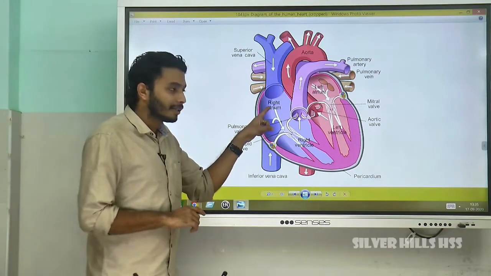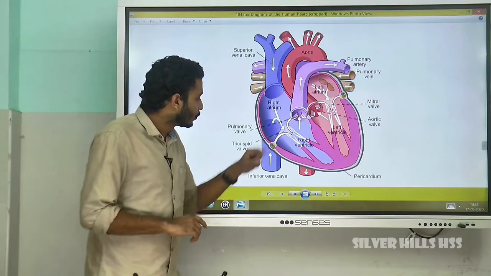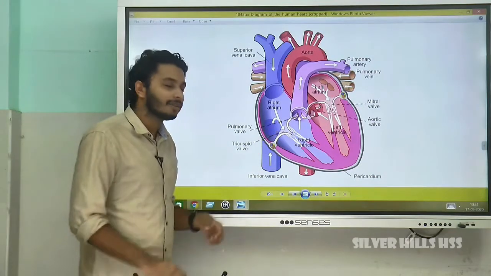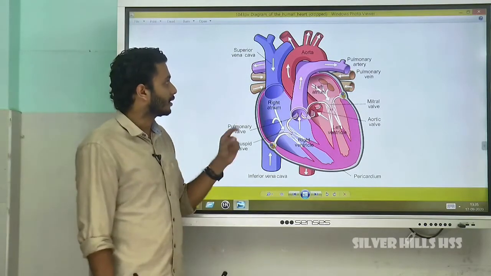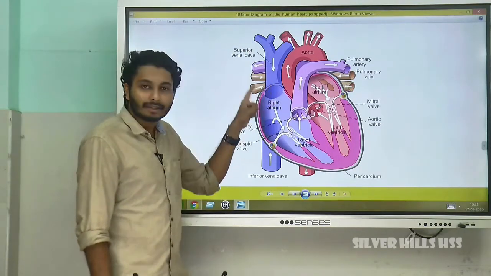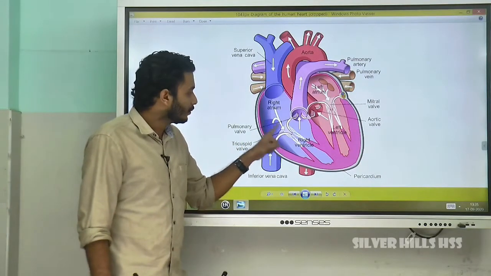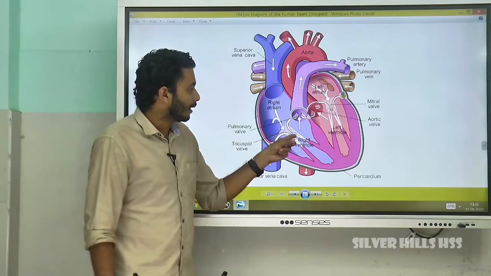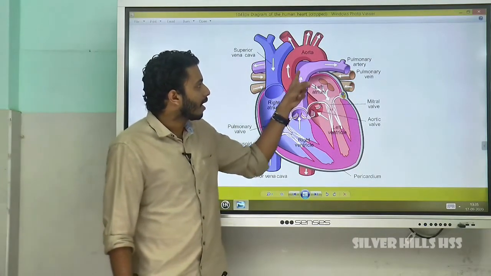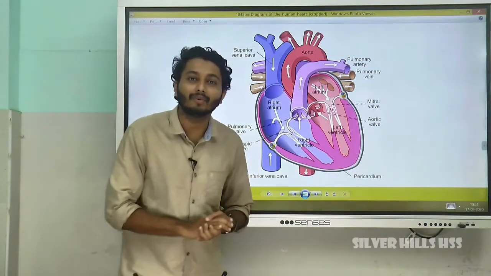From the right atrium, the deoxygenated blood moves to the right ventricle through another valve. The name of this valve is the tricuspid valve. I repeat, tricuspid valve. The deoxygenated blood moves through the vena cava, reaches the right atrium, and from the right atrium it moves to the right ventricle through the tricuspid valve. Due to the compression of the right ventricle, the deoxygenated blood moves through the pulmonary artery and reaches back to the lungs, and the carbon dioxide is removed from the lungs.